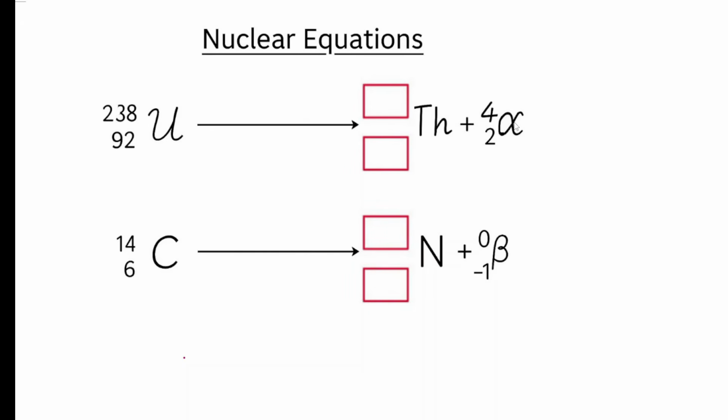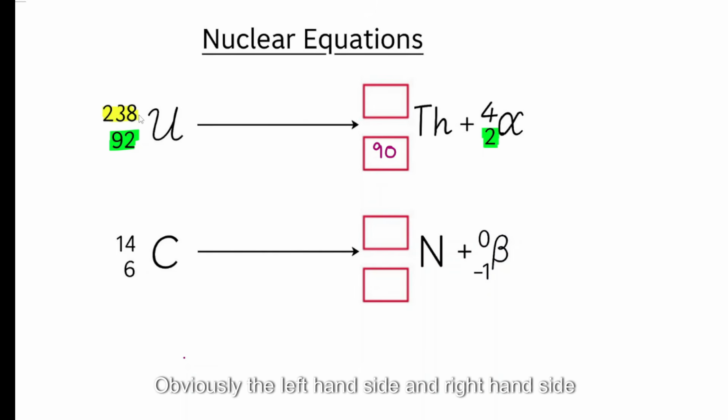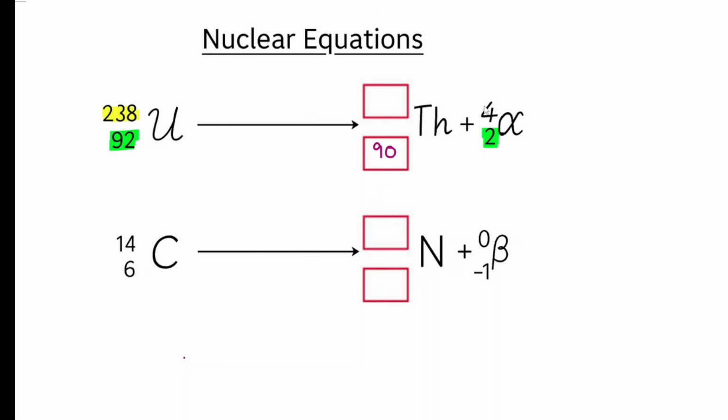Nuclear equations. Uranium-92, 238 turns into thorium plus alpha 2, 4. All we need to do is look at the balance. You've got 92 on the left hand side. So here we have 2, obviously this must be 90. Now let's look at the mass numbers. 238 is the mass number. Obviously the left hand side and right hand side should be balanced. So 238 take away 4 gives 234.